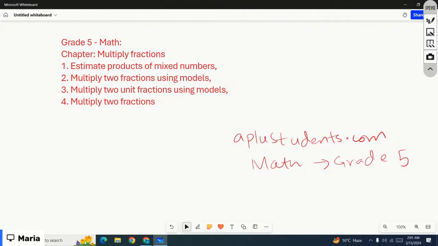The lessons we're going to cover today are estimate products of mixed numbers, multiply two fractions using models, multiply two unit fractions using models, and multiply two fractions. So please make sure you have your notebook and pencil so that you can note down the important examples and definitions as well.